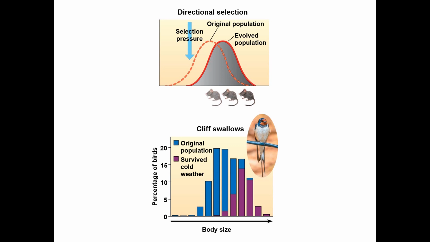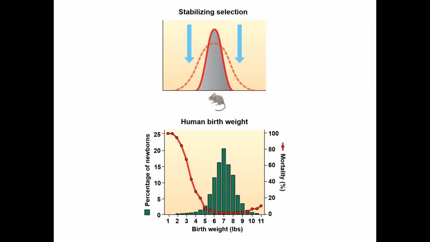Now let's think of an example of stabilizing selection. Have you ever thought about why most human babies are somewhere around 7 pounds? What is it exactly that makes this an ideal weight? Well, it has to do with survival. The smaller a baby is, the less likely it is to survive after birth. And the larger a baby is, the more likely it is to get stuck in the birth canal and result in complications for both mother and child.